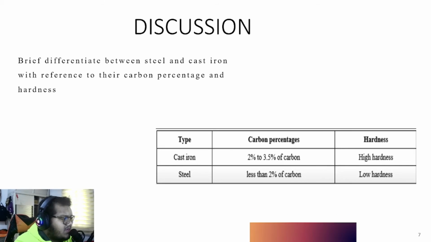So for the discussion, the first question is to briefly differentiate between steel and cast iron with reference to their carbon percentage and hardness. For cast iron, the carbon percentage is 2% to 3.5% of carbon, so the hardness is high. For steel, the carbon percentage is less than 2% of carbon, and the hardness is low.